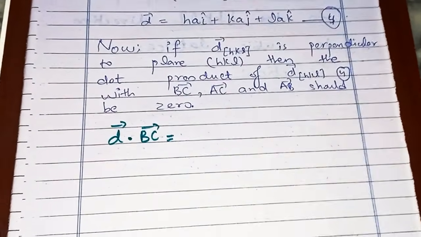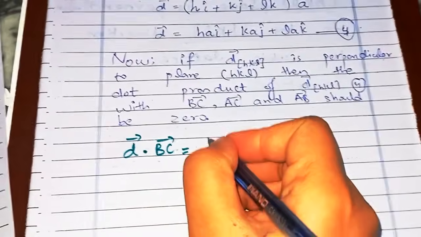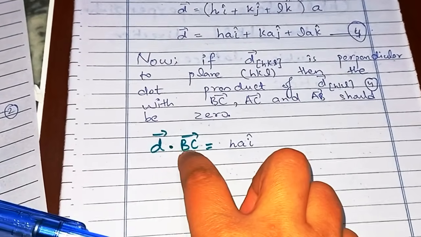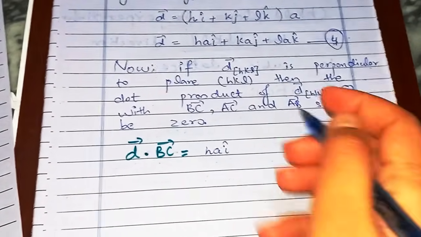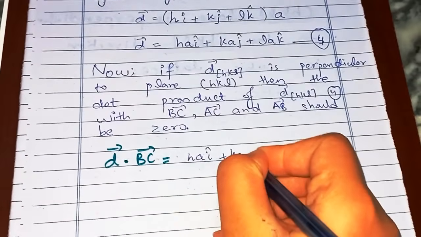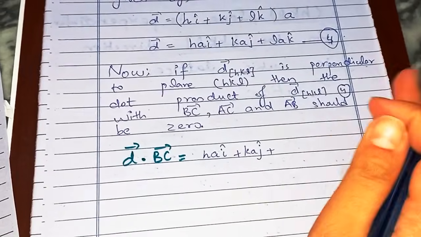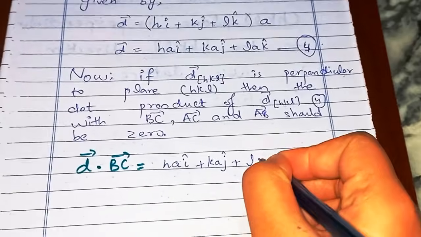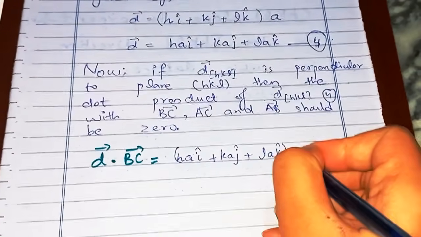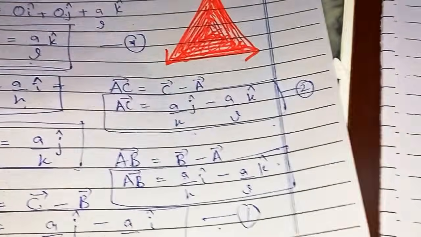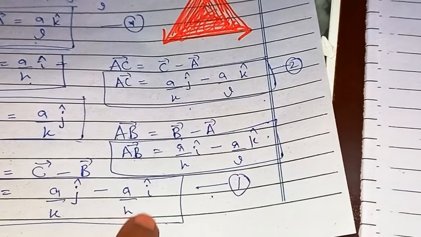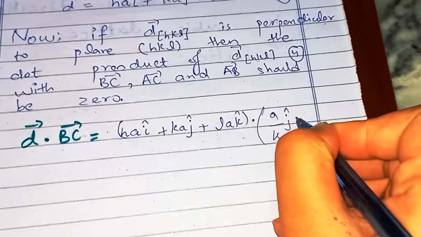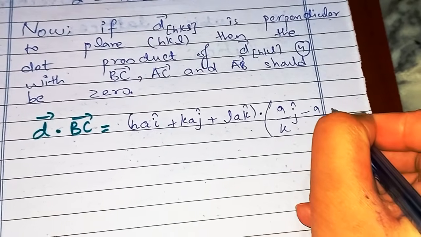Let's do that, and first we'll write D. Here order doesn't matter. You can write BC first and then D, that's totally fine. In the case of vector product the order matters, but not in scalar product. This is the D vector dot BC vector, which is (A by K) J hat minus (A by H) I hat.